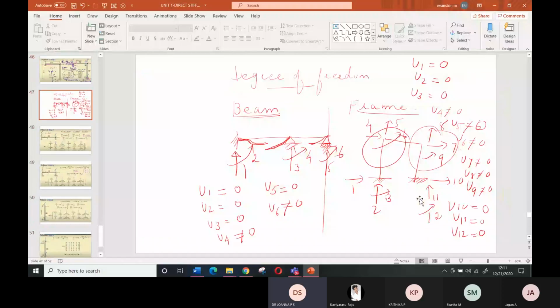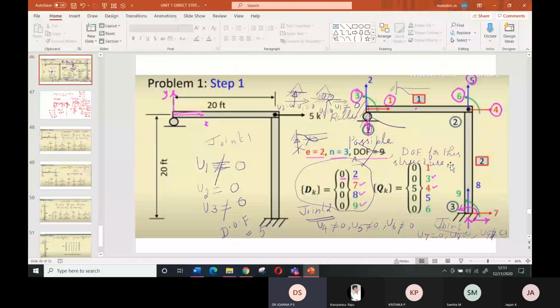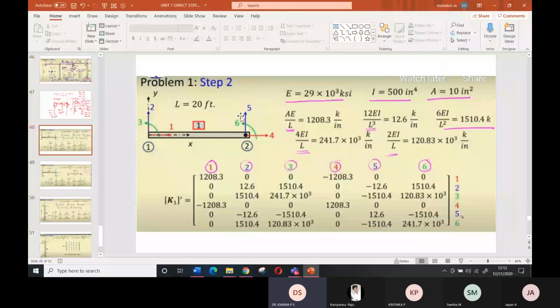Have you noted this problem? Then we will do the formulation of the stiffness matrix. For the first member, we are going to formulate the stiffness matrix. Take down the values of E. Everything is in kips and inches, just for this problem. Next problem onwards, we will be taking Newton and meter. So for the first member, note down the value of E, I, A, everything.